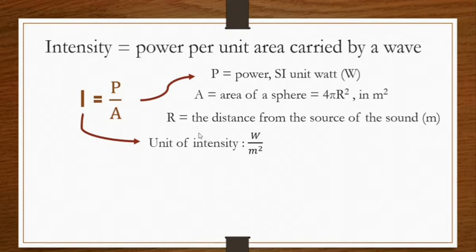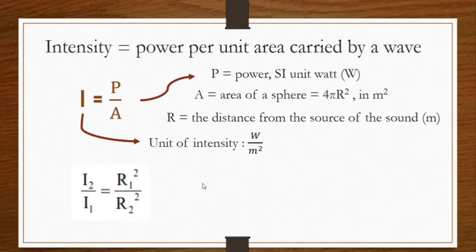And intensity of sound, we can see here, is inversely proportional to area. Because area is 4πr², intensity of sound is inversely proportional to the square of the distance from the source of the sound. Or we can say that I2 over I1 is equal to R1² over R2².